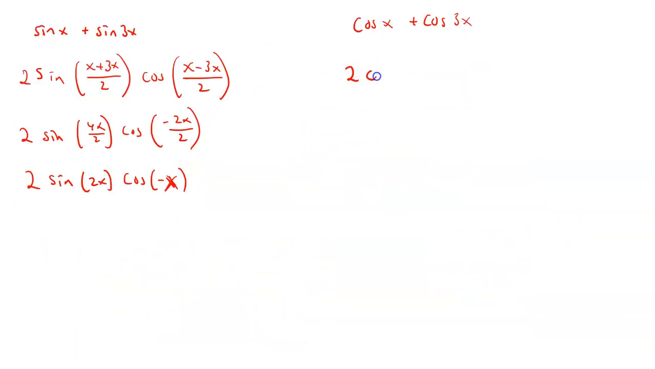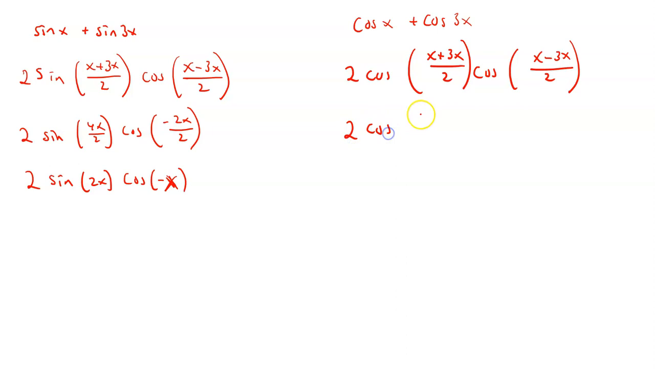So 2 cosine of (x plus 3x) over 2, cosine of (x minus 3x) over 2. So I get 2 cosine 4x over 2, cosine of negative 2x over 2, which simplifies as 2 cosine of 2x, cosine of negative x.